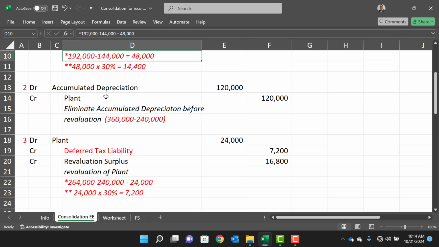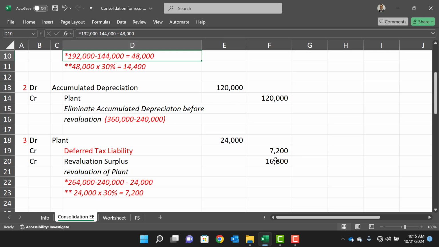Related to that, we have to revalue plant. Debit plant, the carrying amount now is 240,000, and the revalued amount is 264,000. This means the difference is 24,000 kina, which will be charged to plant. 30% of that is 7,200, which will be charged to deferred tax liability, and the remaining difference will be charged to revaluation surplus.